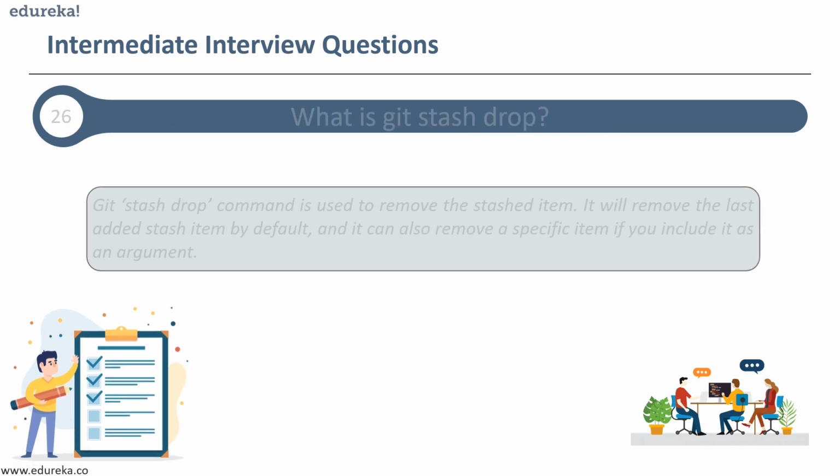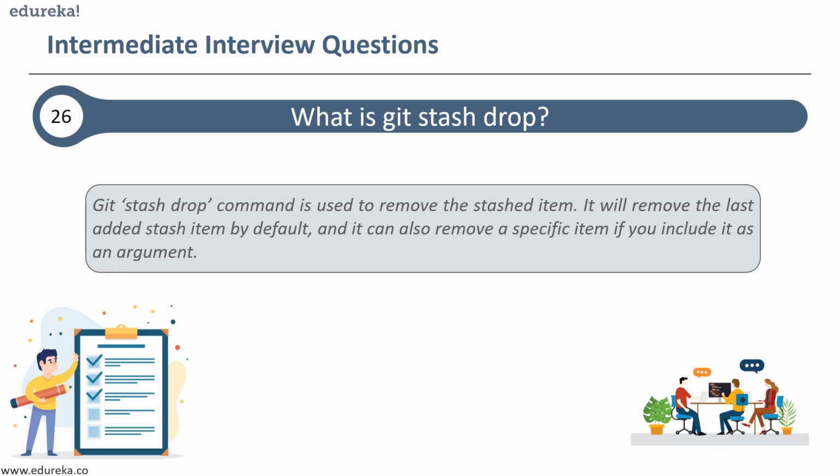The next question is, what is git stash drop? The git stash drop command is used to remove the stashed item. It will remove the last added stash item by default, and it can also remove a specific item if you include it as an argument.